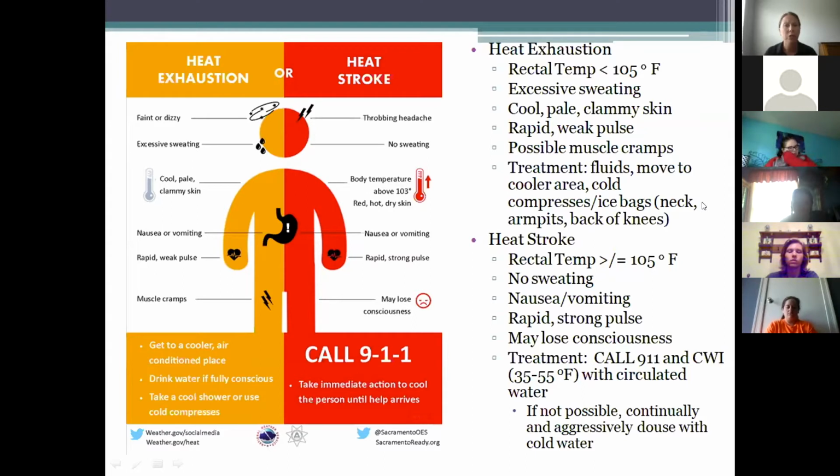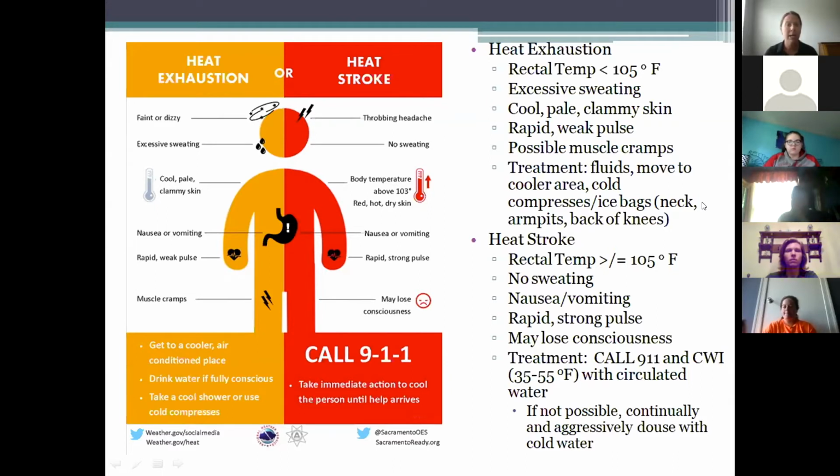However, during heat stroke, that's a whole different scenario, okay? Heat stroke is considered a rectal temperature greater than 105 degrees. You could see here that the signs and symptoms of this heat illness are very different than heat exhaustion, okay? The person may be experiencing a throbbing headache with no sweat, okay? It's the absence of sweat.